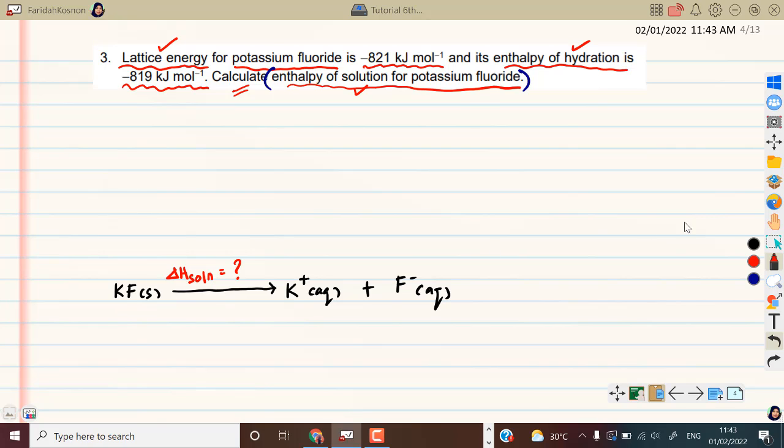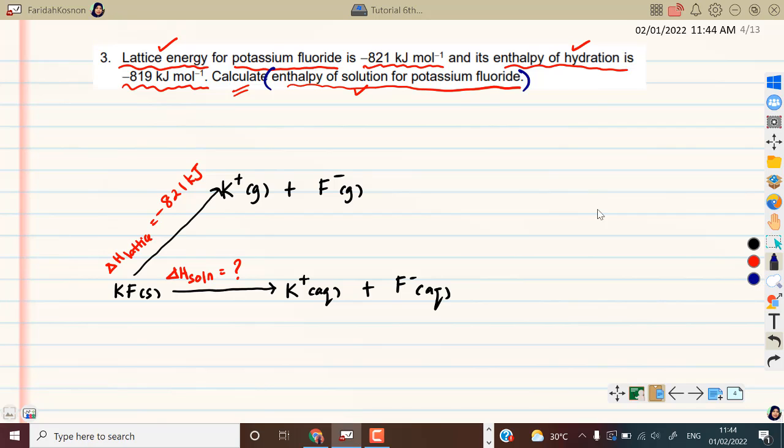And this process, like we discussed earlier in question number 2, involves 2 steps. First, 1 mole of potassium fluoride solid will completely separate into what? Its gaseous ions: potassium gaseous ion plus fluoride gaseous ion. This process will require energy, which is called lattice energy. The lattice energy here is negative 821 kilojoule. I did not put per mole this time, I just put kilojoule.